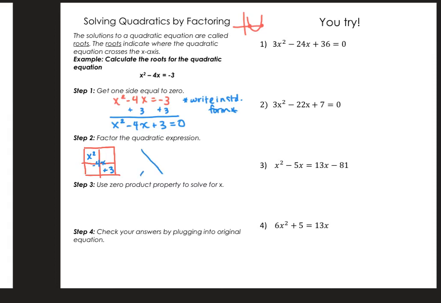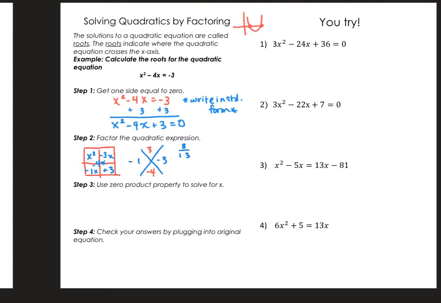And then using our x, a times c, 3 times 1 is 3, and then negative 4. Since we are multiplying to make a positive number and adding to make a negative, that means both my numbers have to be negative. So I'm going to list out my factors of 3, and it's only 1 and 3. And since those add to 4, we're good. So negative 1x and negative 3x. And then we get the outside.